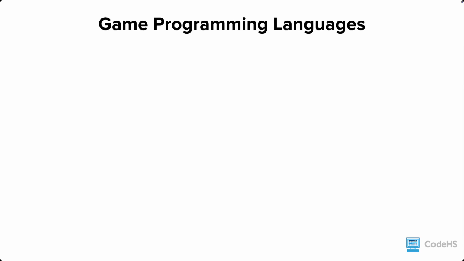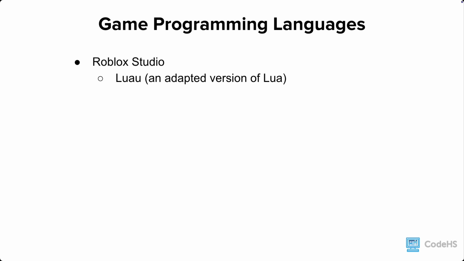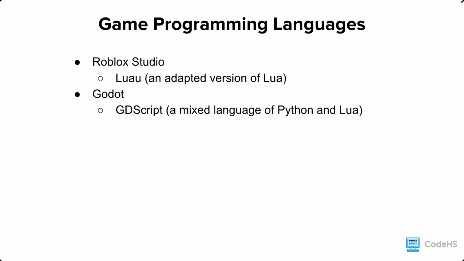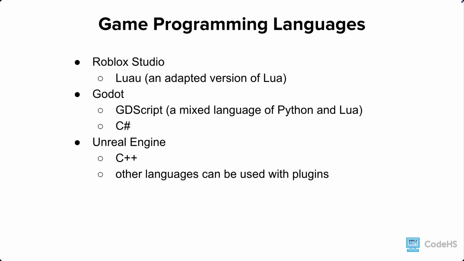Let's take a look at some game engines and the languages they use for their scripts. The Roblox Studio game engine uses Luau, a Roblox adapted version of the Lua scripting language. Godot uses GDScript, a mixed language inspired by Python and Lua. Godot also allows developers to use an external code editor and create game scripts in the C# programming language. Unreal Engine uses the C++ language primarily, but can be extended to use other languages with the help of plugins. Finally, the Unity game engine uses the C# programming language to create scripts during game development.